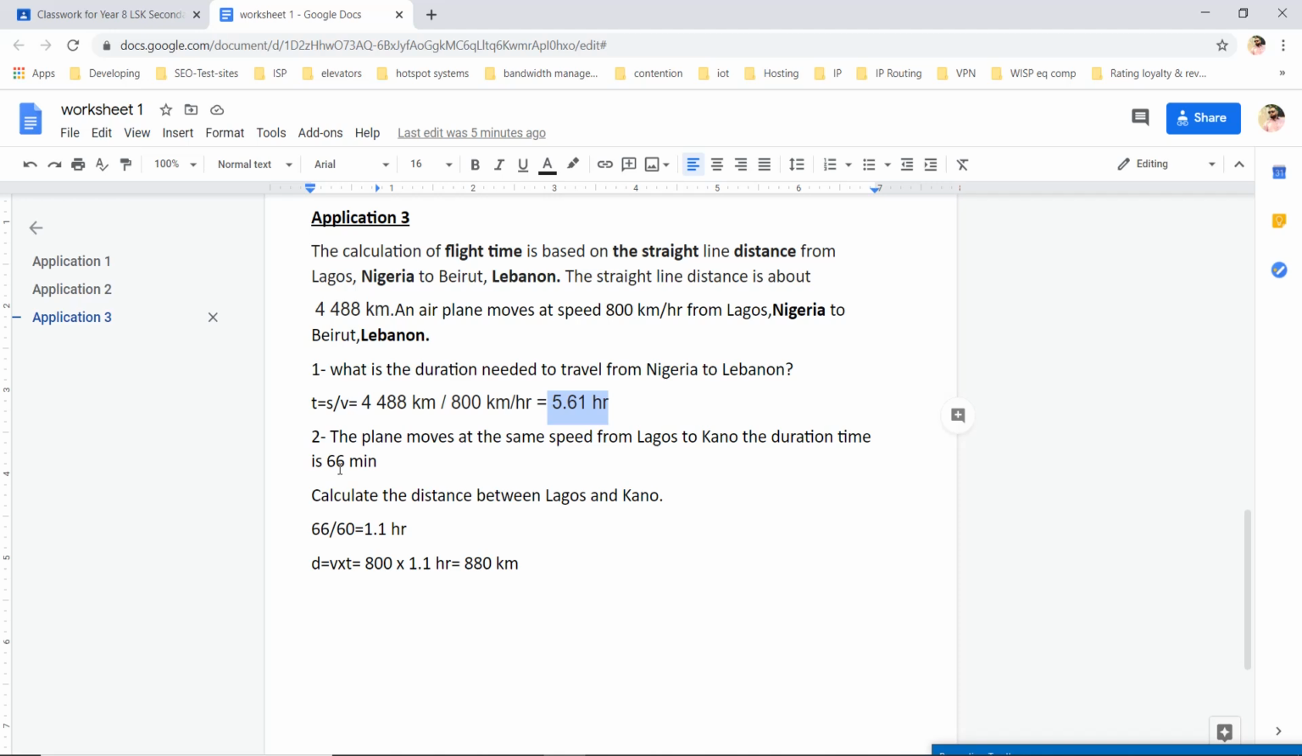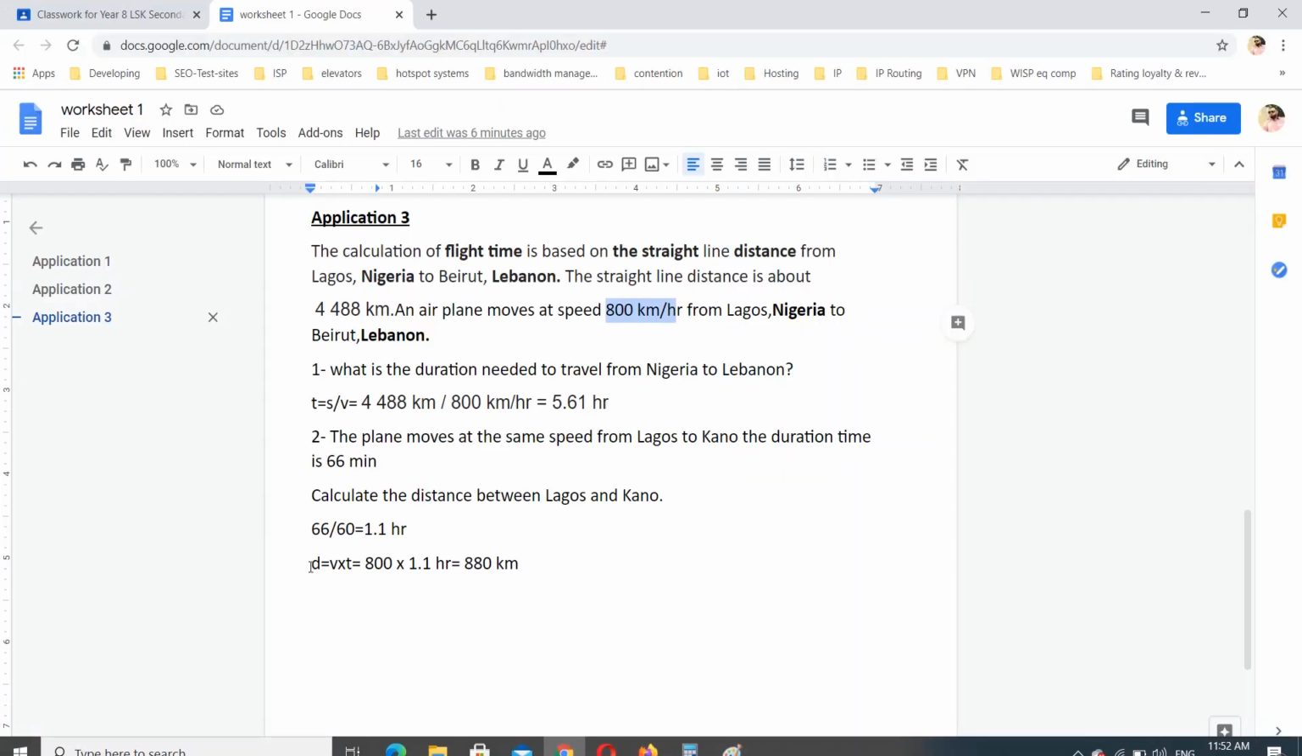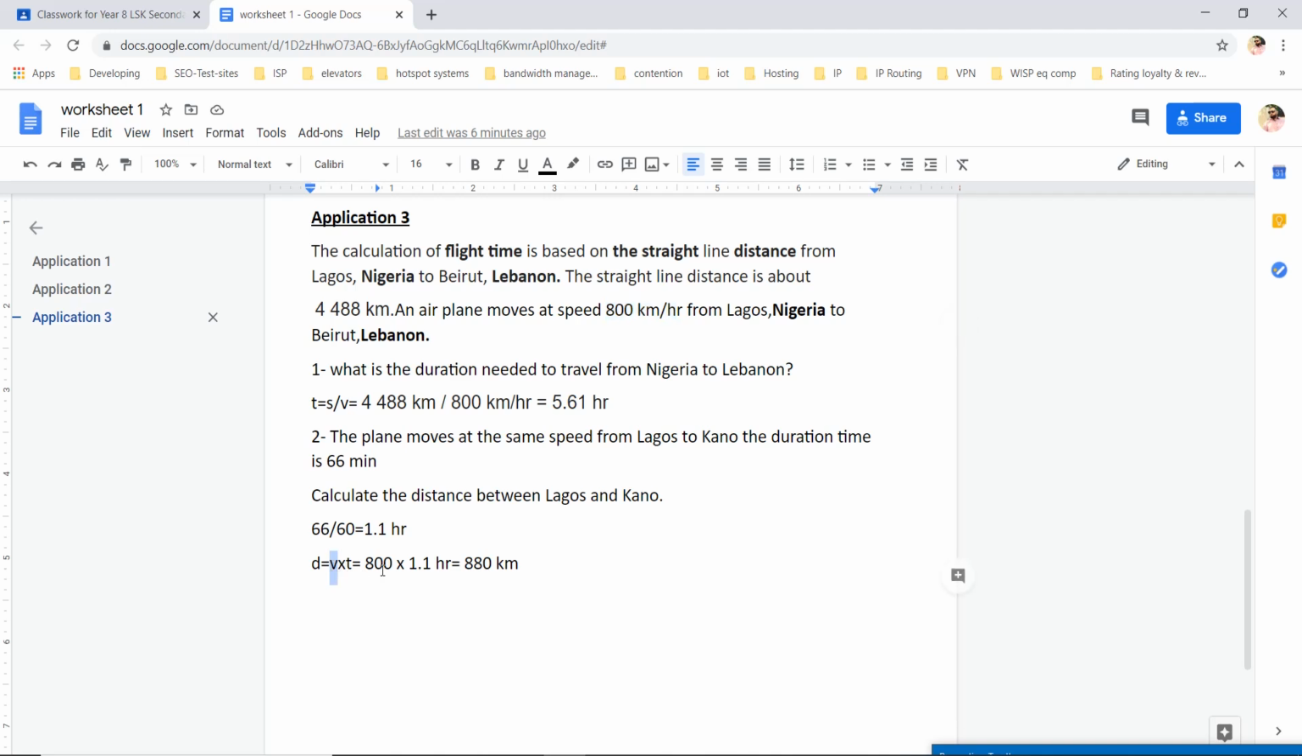Now, another question. The plane moves at the same speed from Lagos to Kano. The duration time is 66 minutes. So, from Lagos to Kano, the duration is 66 minutes. Okay, and they said at the same speed. So, I'm going to use 800 kilometer per hour. Why? Ask yourself why. Because I'm using the same speed. Now calculate the distance between Lagos and Kano. If I cover the distance, it is equal to V times T. So distance is equal to V times T. The speed is 800, and the time is 66 minutes.